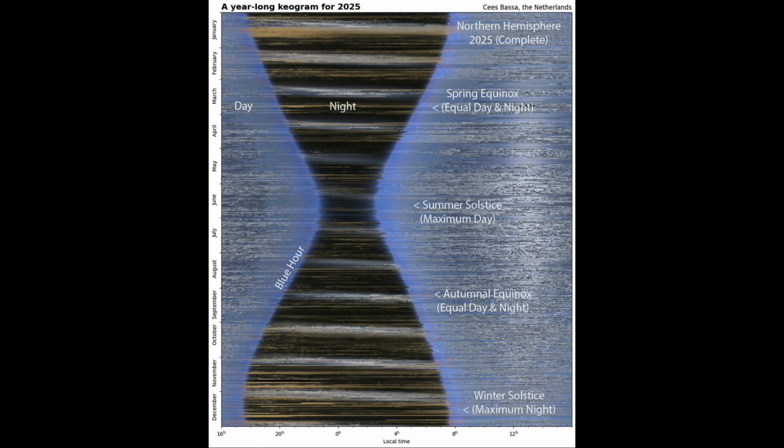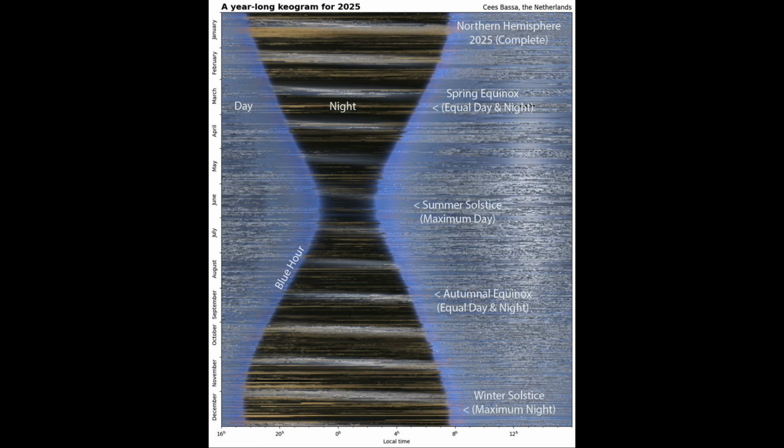Now, some things are probably pretty obvious here. We have night in the middle, in the little hourglass shape in the middle, and that is nighttime. We have the blue sky of daytime to either side of that. So we can see when there's night and day, and we can also see how the length of the night changes over the course of the year.